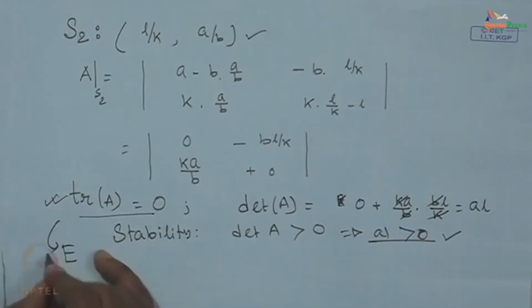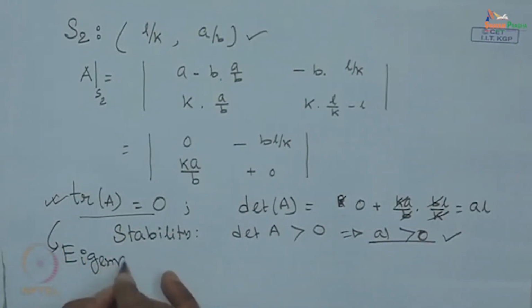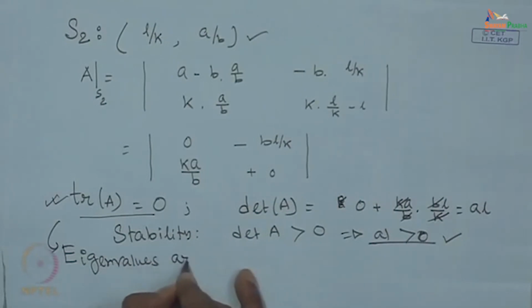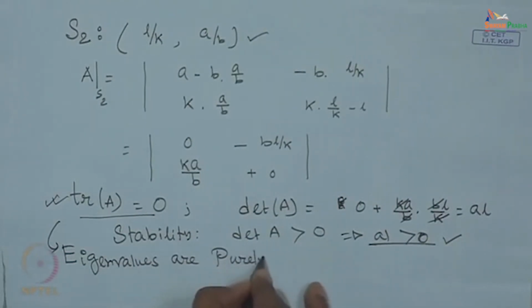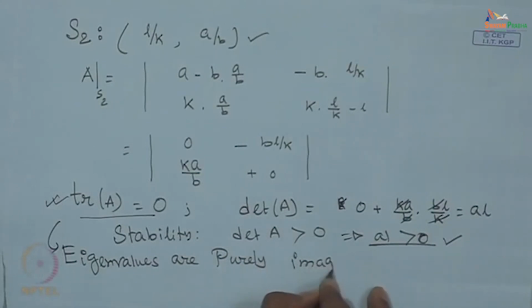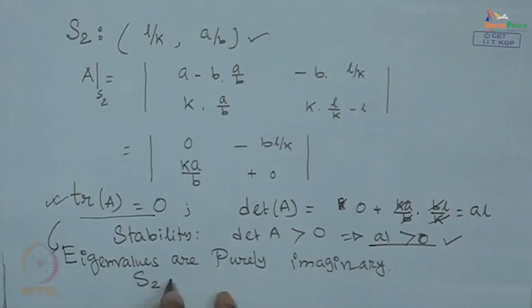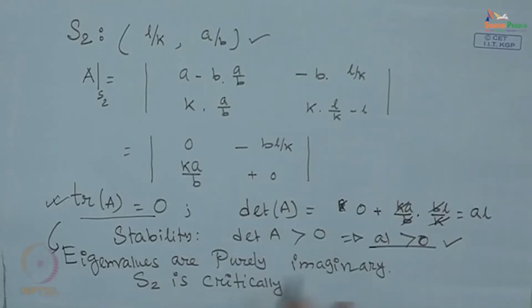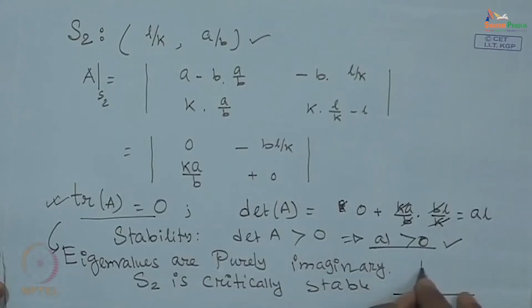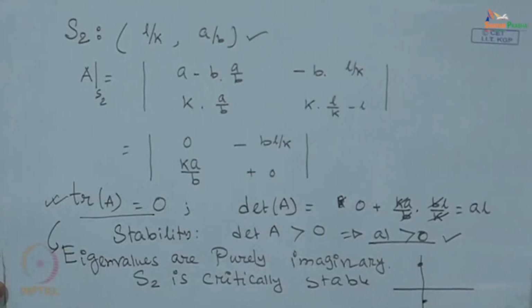This simply means the eigenvalues are purely imaginary. Therefore, steady state 2 is critically stable, because both the steady states are lying on the imaginary axis, and they are critically stable. With slight deviation, they may be unstable.